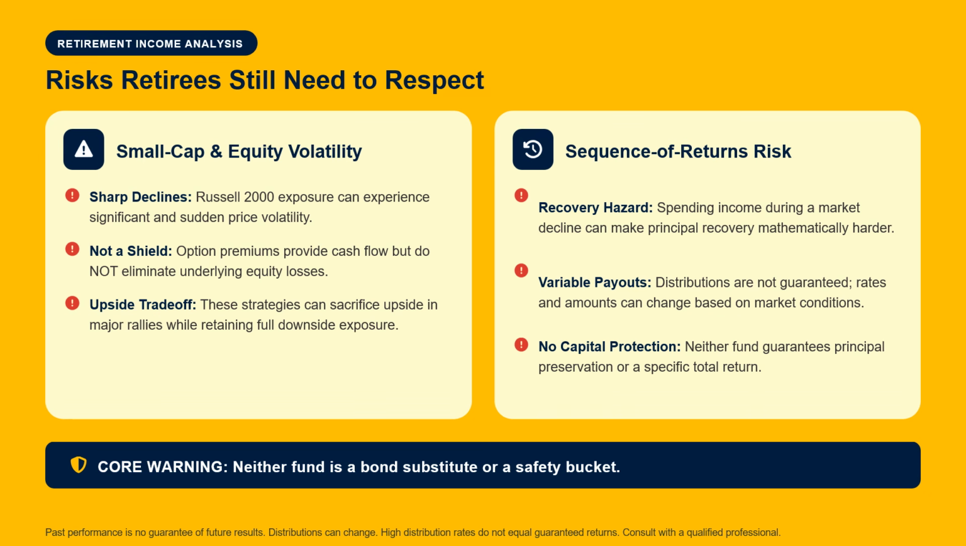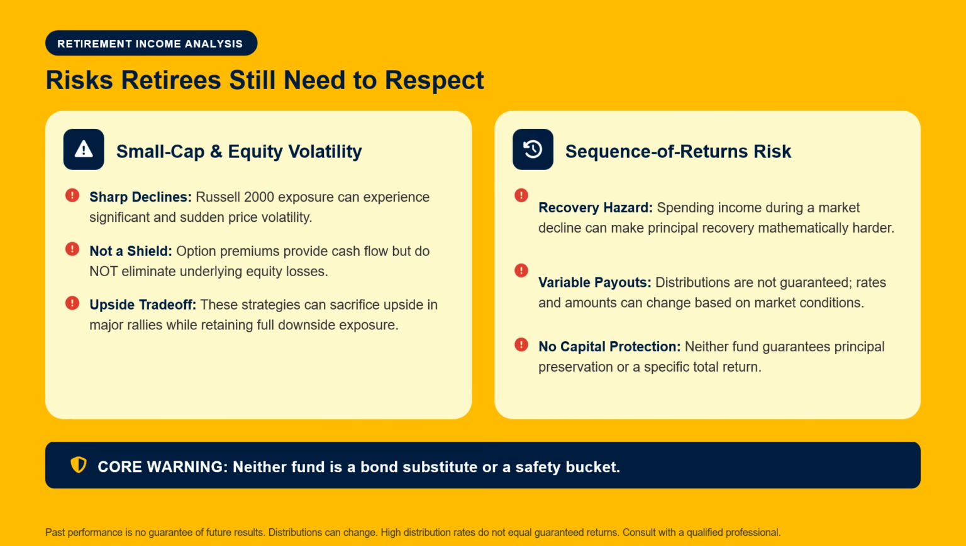Now, the sequence of returns risk, the recovery hazard: spending income during a market decline can make principal recovery mathematically harder. That's basically saying if you're going to spend your dividends, like I would because I'm retired and living off of dividends, you're not putting money back into it, so you better have something growing your funds to be able to cover.